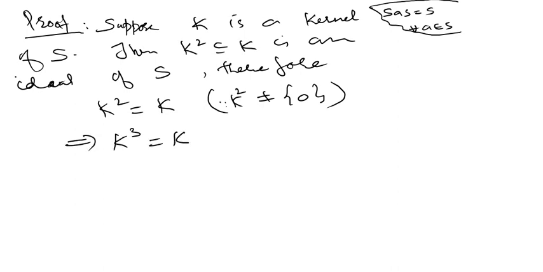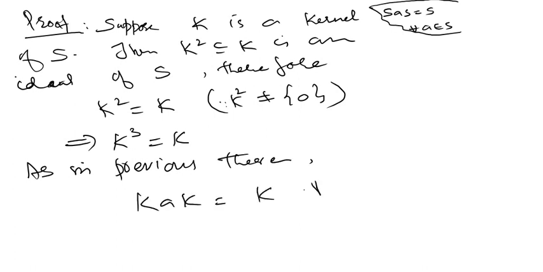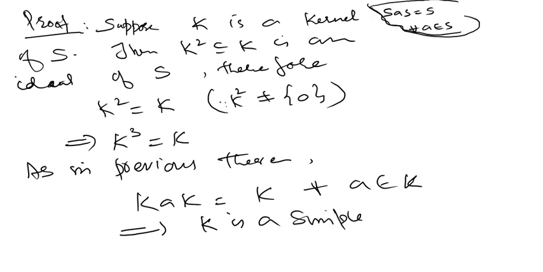Then as in the previous theorem, you can see that KaK is equal to K for all a in K. Now apply this result, which I have written on the side: SaS is equal to S for all a in S means that S is simple. So that means K is a simple semigroup.